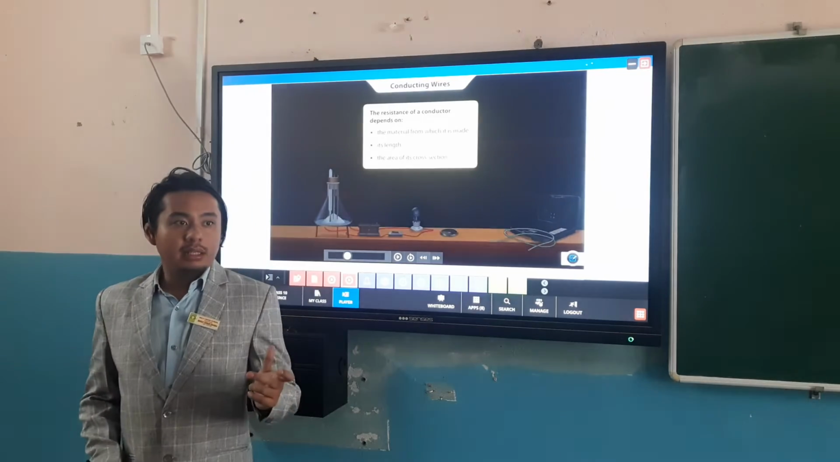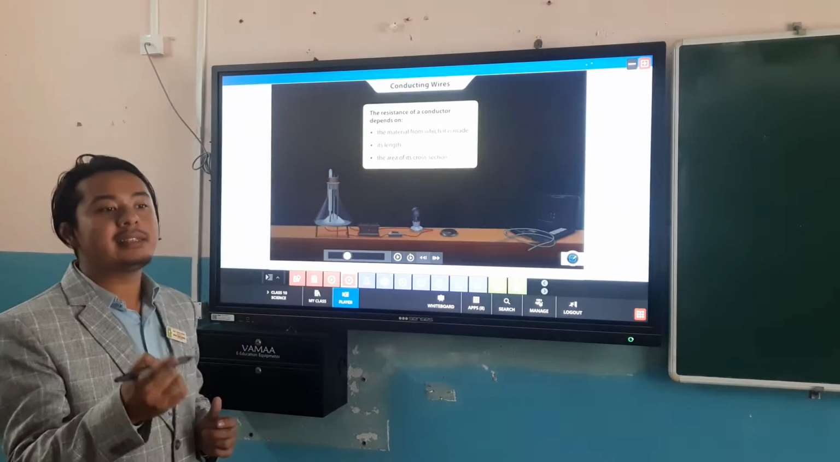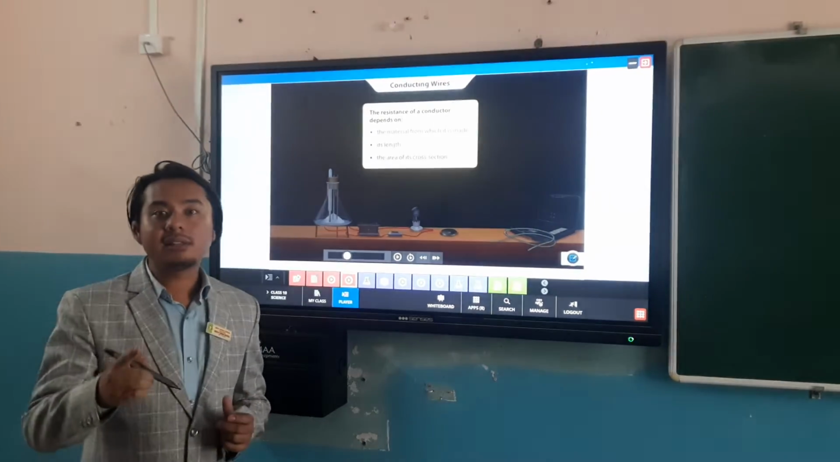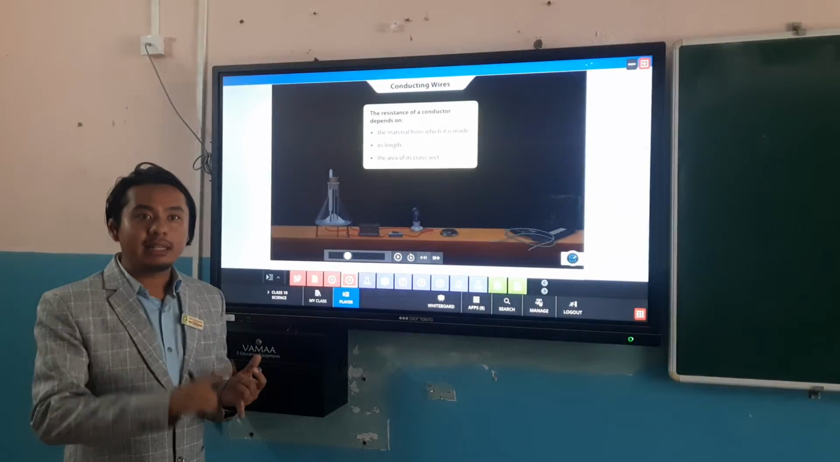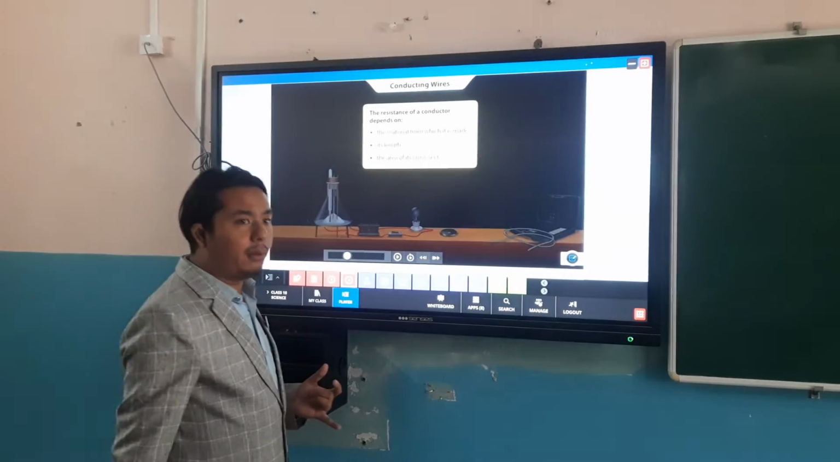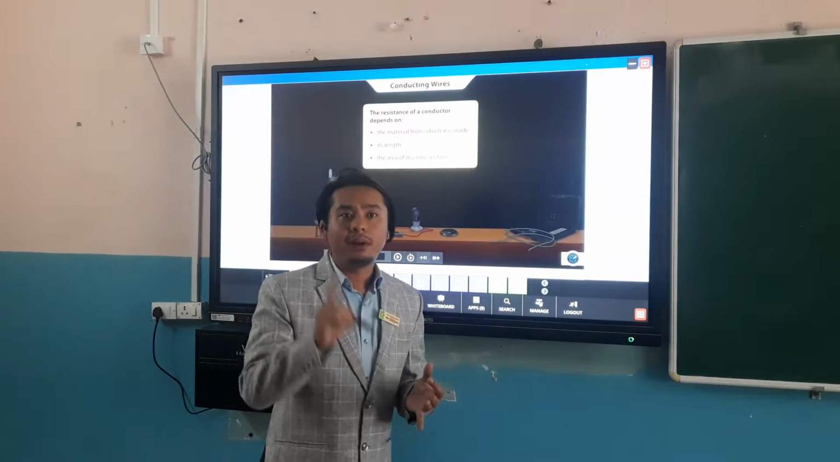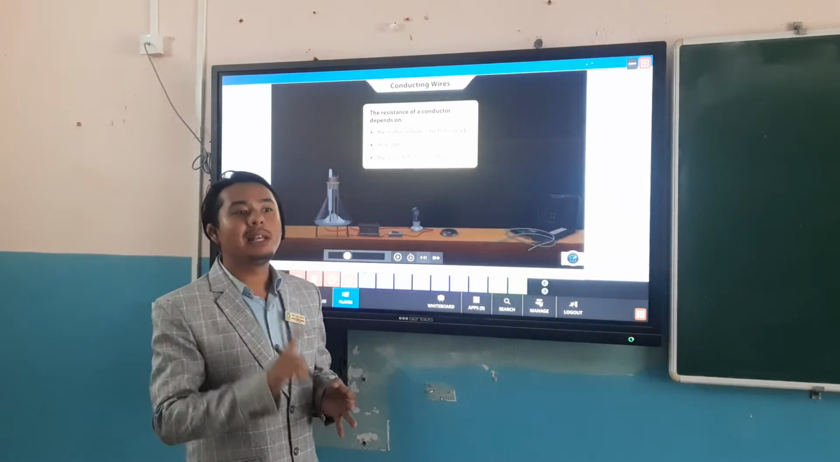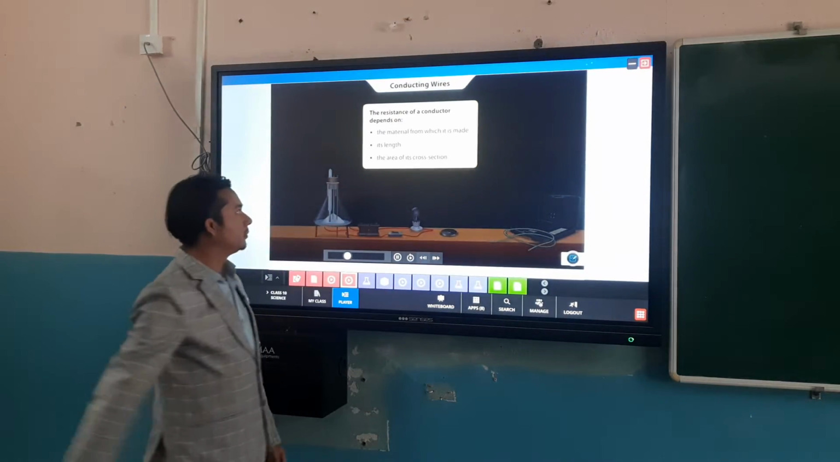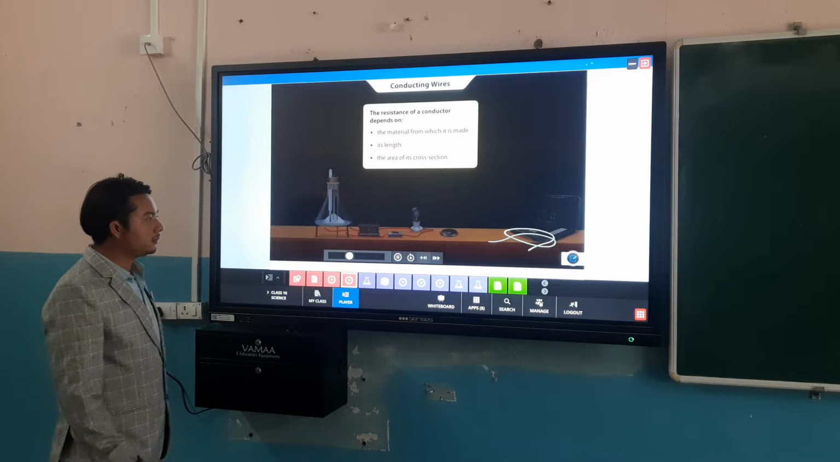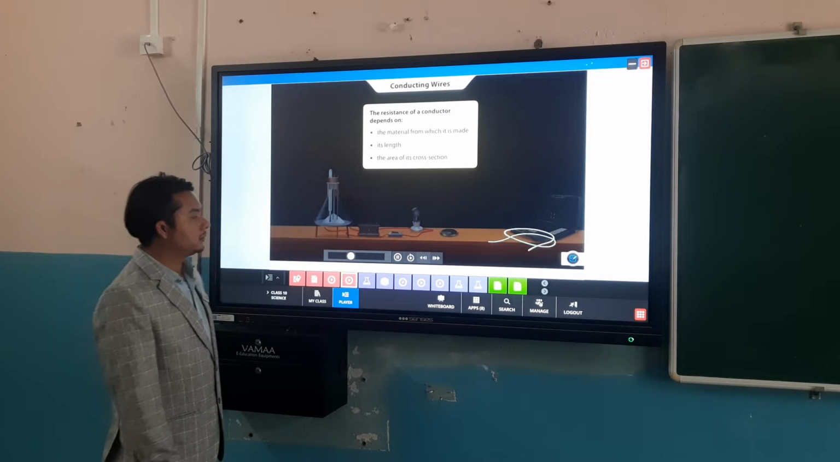But if you look into the resistance only, then resistance also depends on some other factors. These factors are the length of the conductor, the area of the cross-section of the wire, as well as the temperature. Let's see this with an experiment using a wire as a conductor.